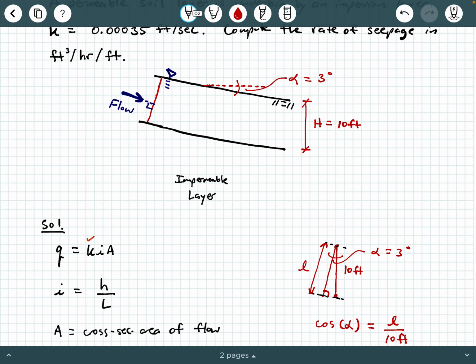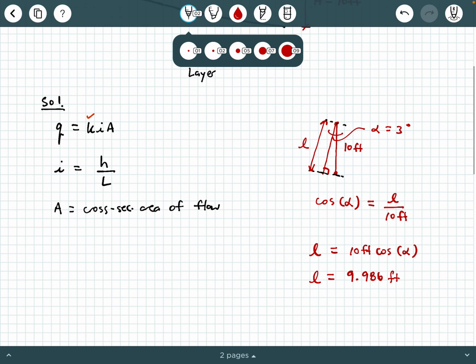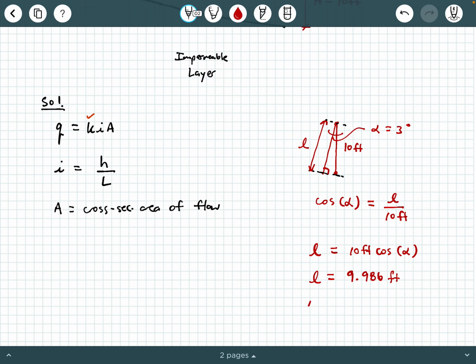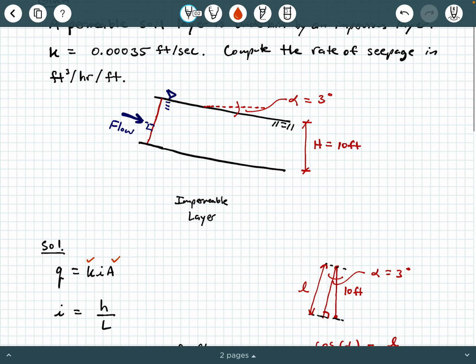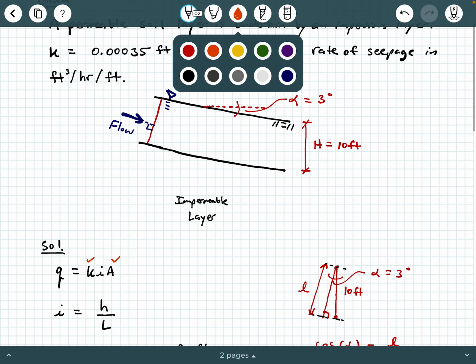Now, what about A, the area A? Well, we said the other dimension of that area is 1 unit foot coming out of the screen at us, okay? And so we can say that A is L by 1 foot. So we can say that that's 9.986 square feet. Okay, so now we have A. All right, what about I, the hydraulic gradient? That's H over capital L. Well, where is that here on this diagram? We have to do a little bit more trigonometry and define that.